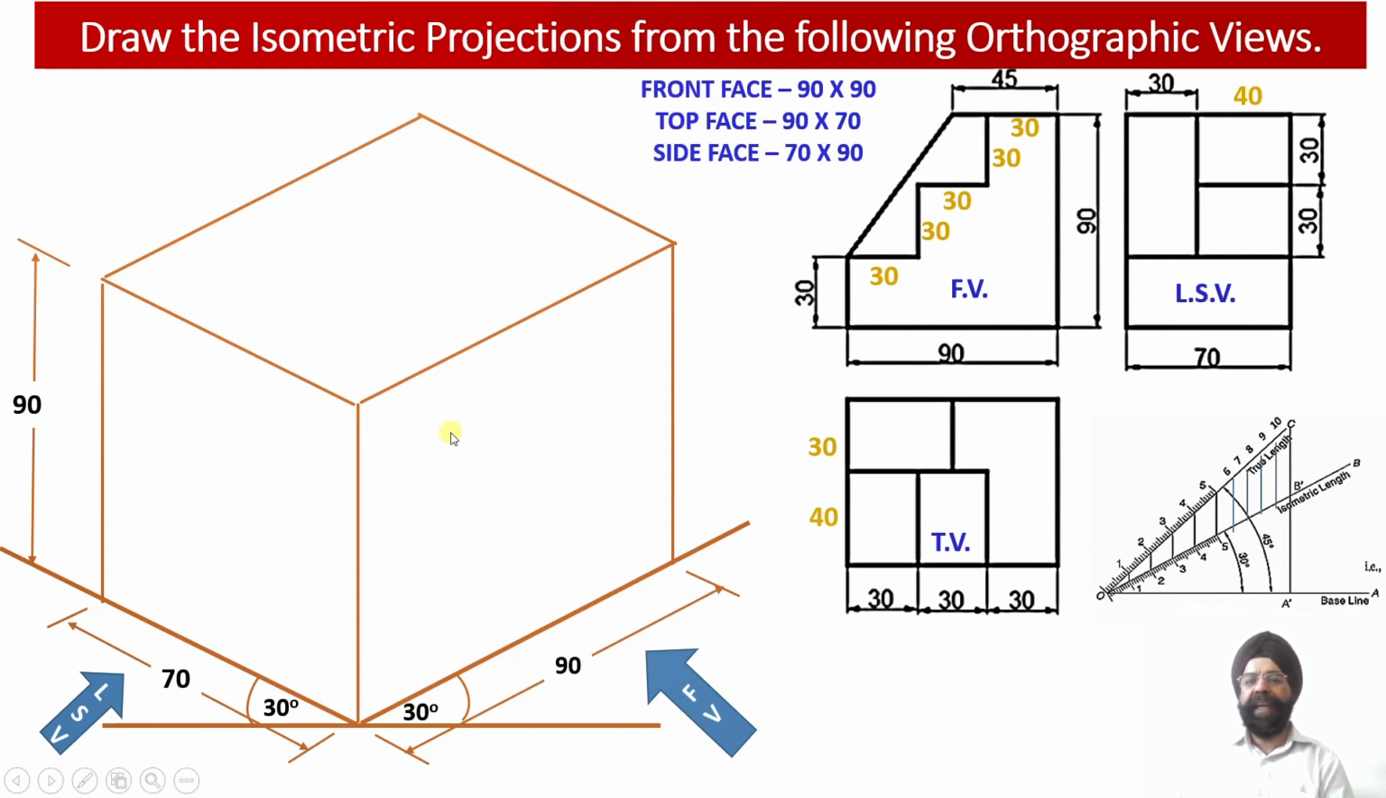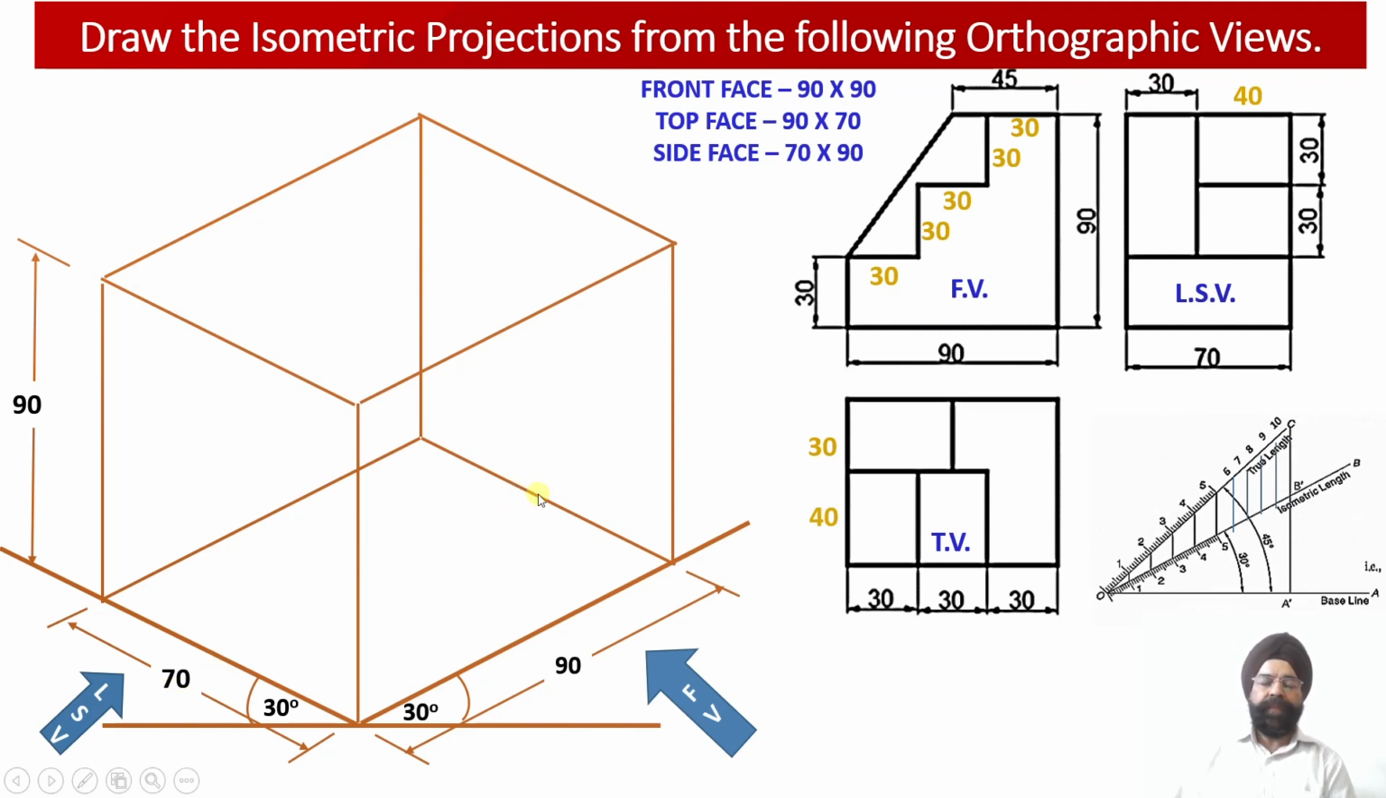Now I have to complete the bottom face of the solid. In order to complete the bottom face, another isometric line parallel to the y-axis will be drawn, having height equal to 90 millimeter, and similarly another isometric line parallel to the z-axis will be constructed, having dimension equal to 90. And finally, another isometric line will be constructed parallel to the x-axis, having dimension equal to 70 millimeter.